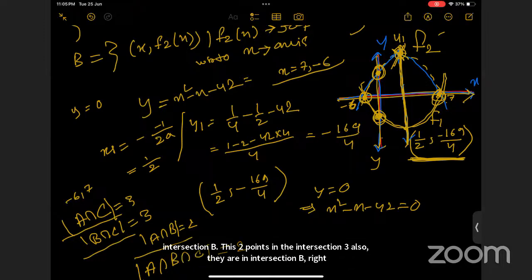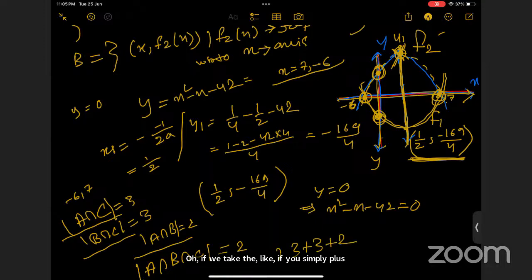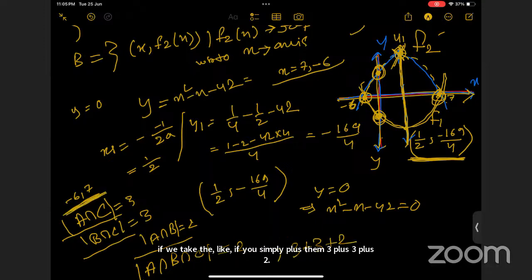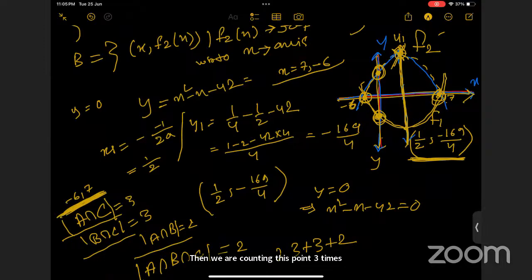Yes, ma'am. So if we simply add them, 3 plus 3 plus 2, then we are counting this point 3 times, right? We are counting this point 3 times. So we just want this point 1 time. So we will just minus 2 into 2. So it will be 4.